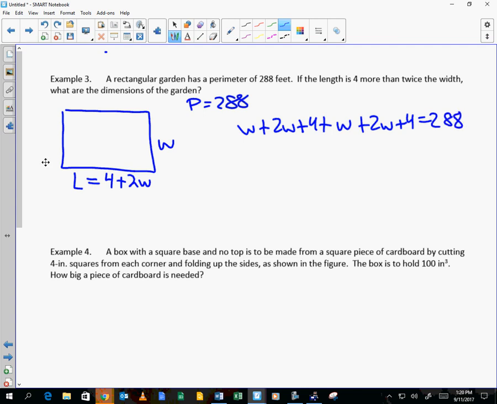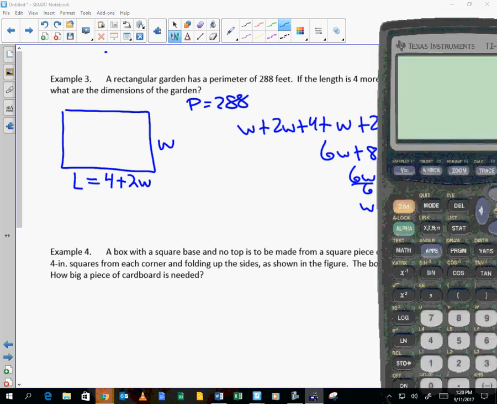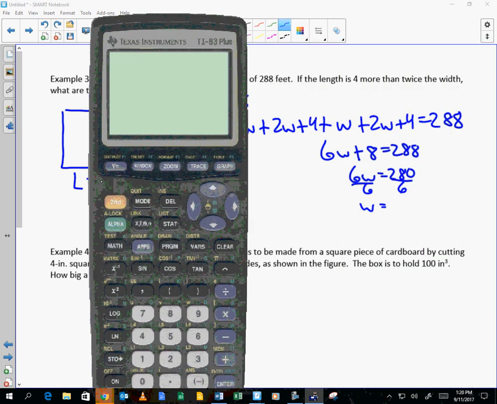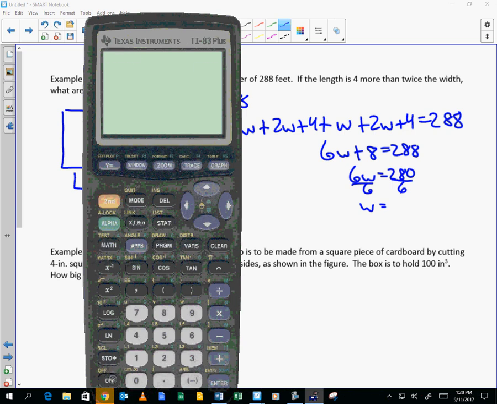Why do I have twice as many? Yeah, the other side's going all the way around. How many W's do we have now? 6 W's plus 8 is 288. So 6W is 280. W is 280 divided by 6. Hand it any calculator. All right, thank you for being quick with that. 46.6 repeating. I'm done, right?